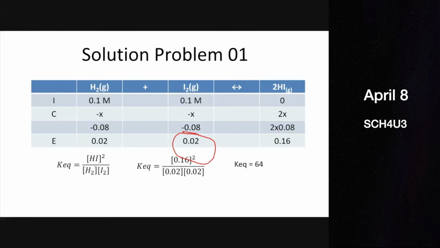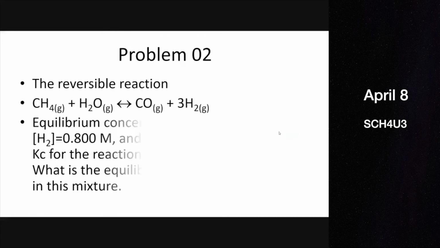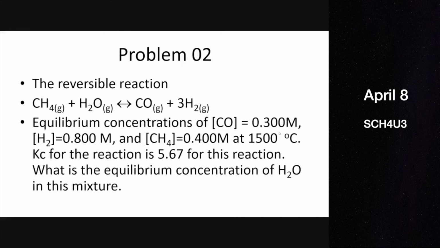So this is one type of problem where we use ice tables to calculate the equilibrium constant. Other problems ask you to find the concentration of any one of the reactants or products using the equilibrium constant, which will be given to you. So there are variations of problems. That's what we're really going to look at. Here is a question for you again. The reversible reaction, CH4 plus H2O giving CO.